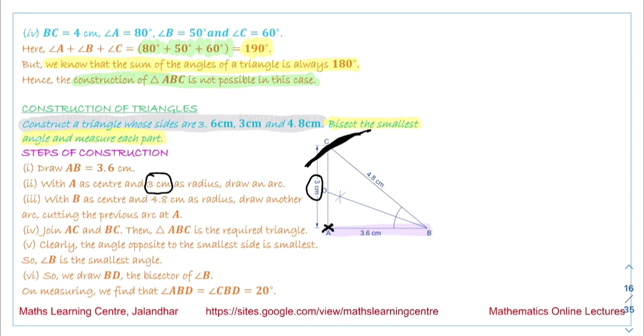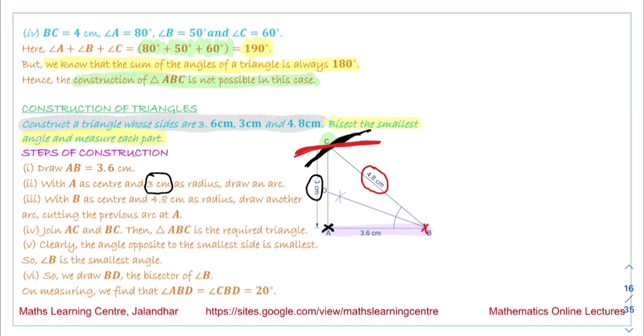Next, we will keep the compass at this point B, and we will open the compass with a radius of 4.8 centimeters, and we will mark an arc over here. This arc is of radius 4.8 centimeters. The point where these two are intersecting is this point C. Both these arcs are intersecting at this point C over here.